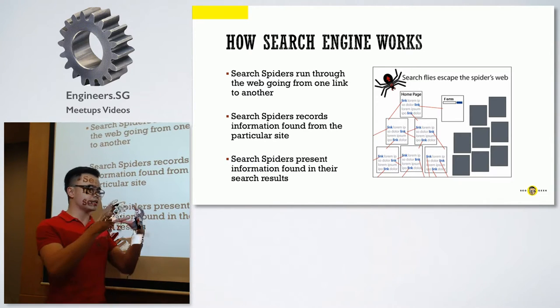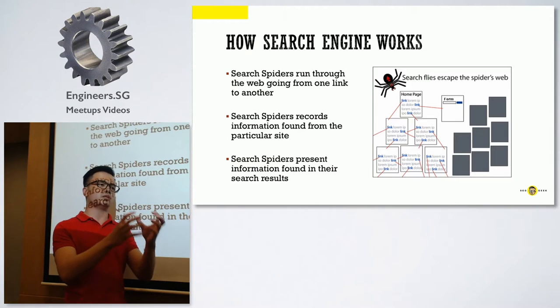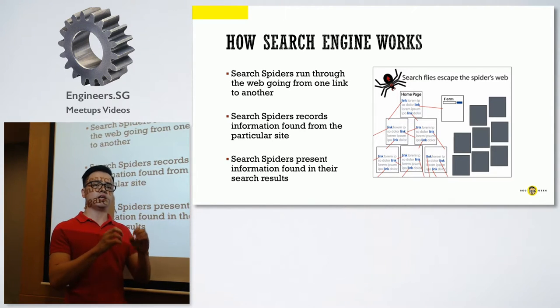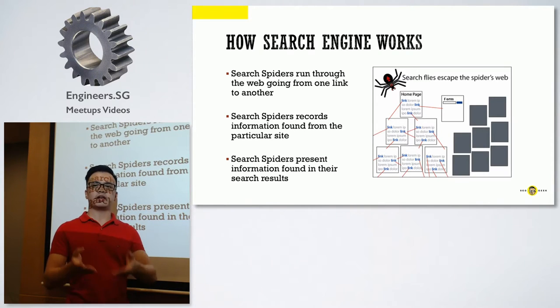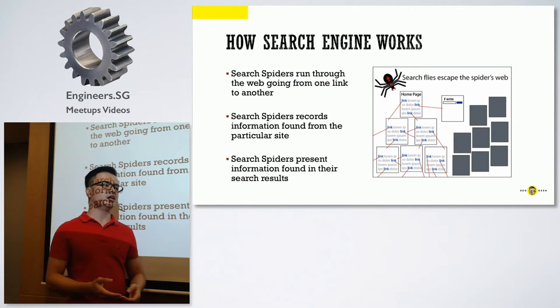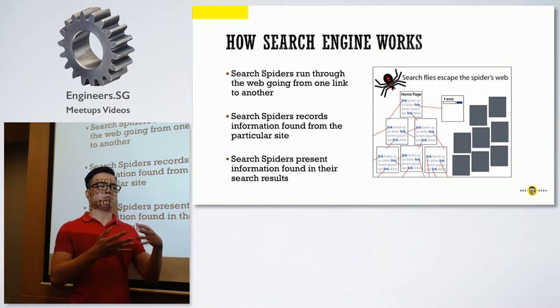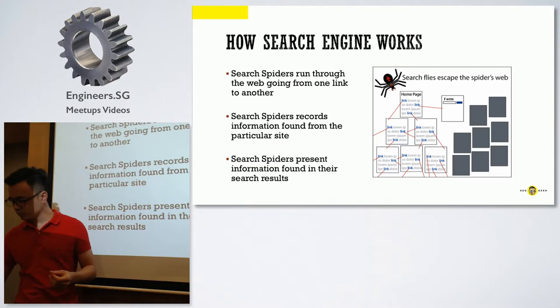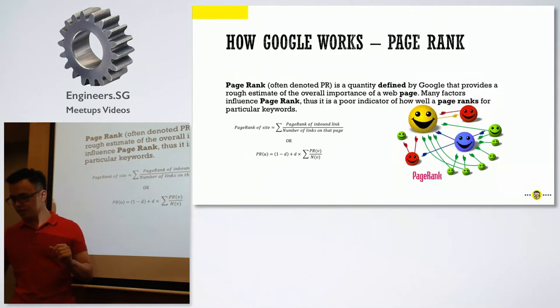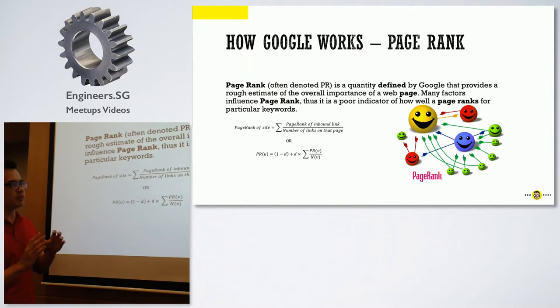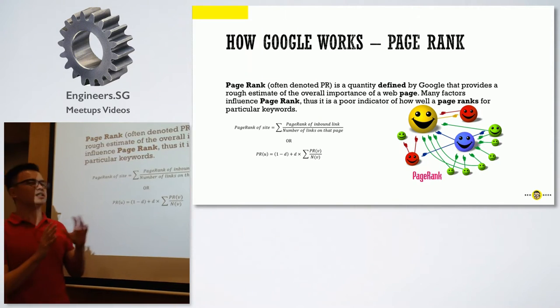So once the search engine spiders have picked up and recorded the information, they will use it to create the search engine result pages so that they can give you the best searches. For example, you're looking for the best videographer, the best photographer, the best analytics person, then these results will come up based on what you want to look for. Okay, so that is roughly what a search engine is. I will explain to you roughly what Google is trying to come up with.